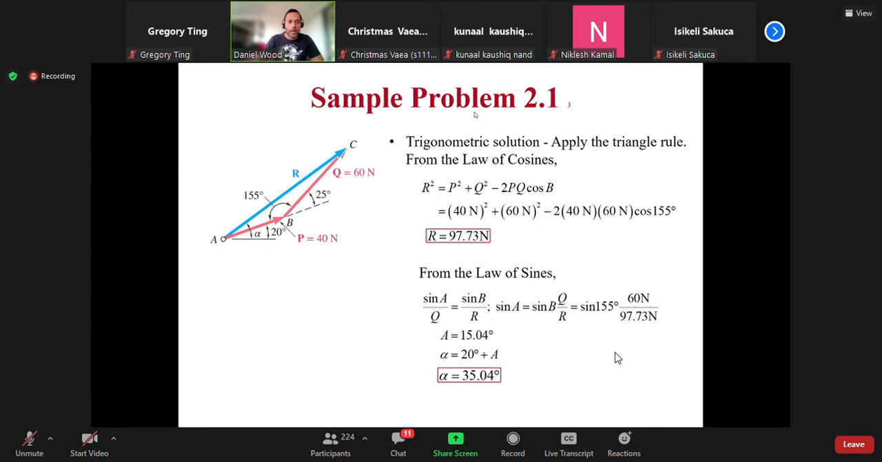And then lastly is the trigonometric solution. Yeah, Mark, how do we find newtons? So newtons is force, mass times acceleration. So it's kilograms times meters per second squared, which equals newtons.